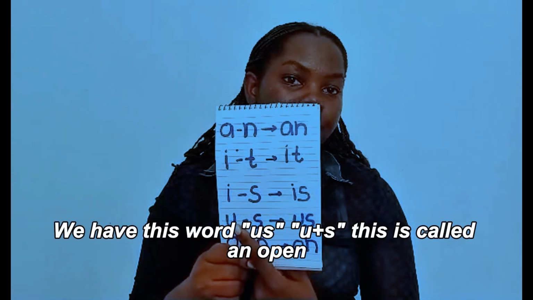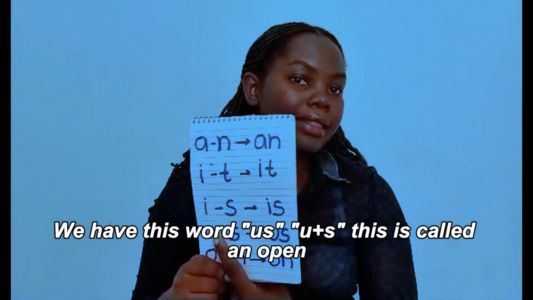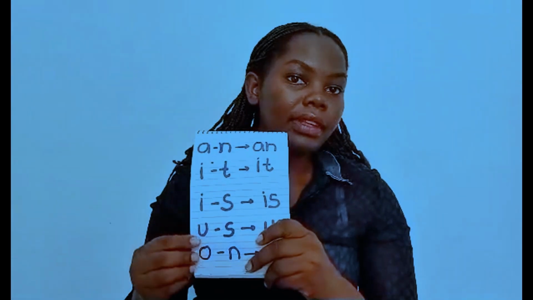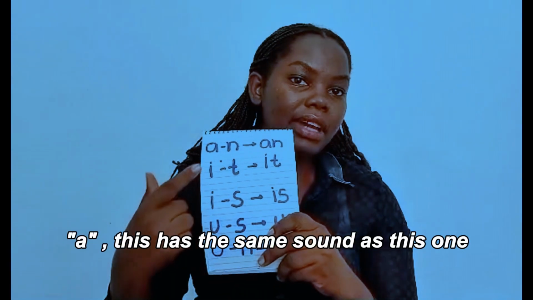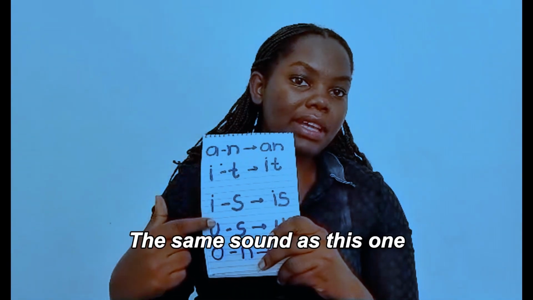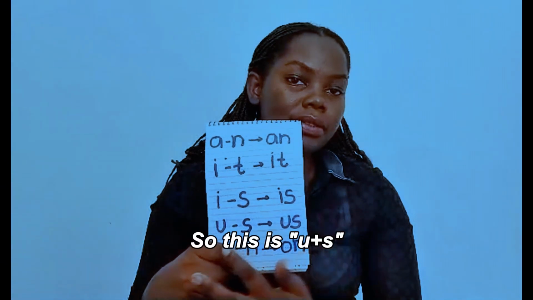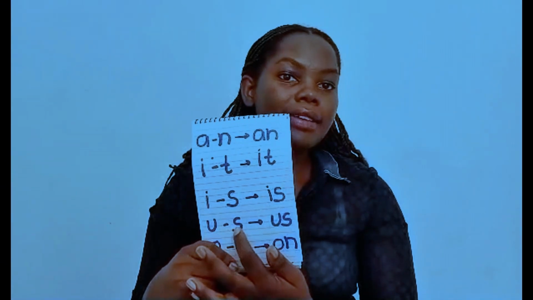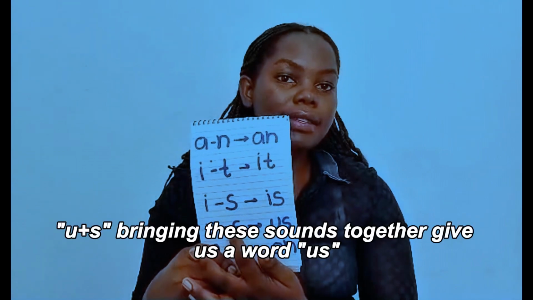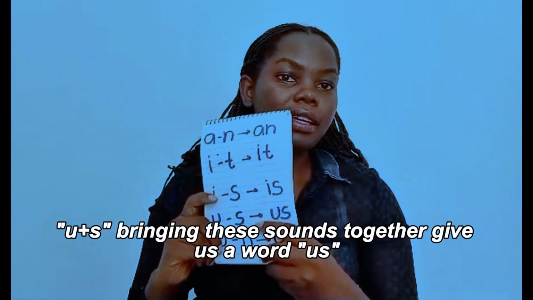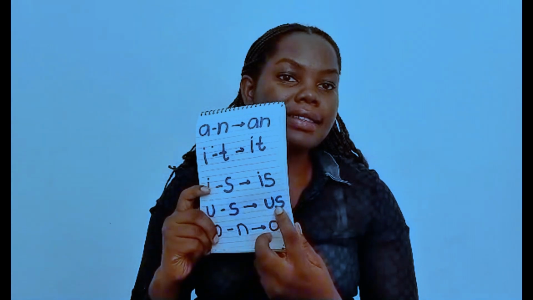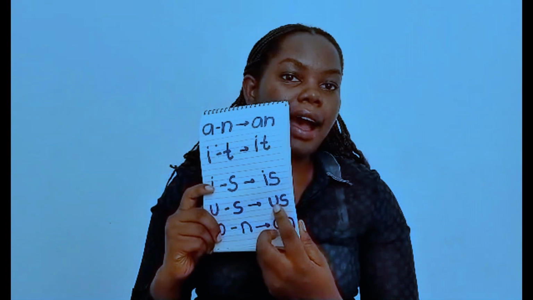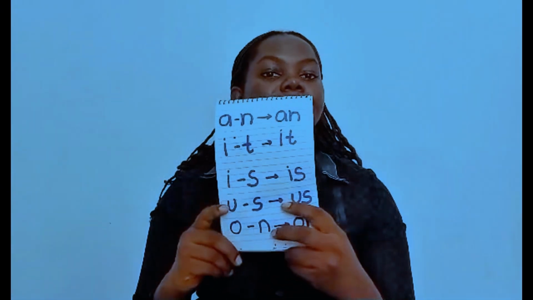We have this word. This is called the open a. This has the same sound as this one. So this is s, a. Bringing these sounds together gives us the word as, as.